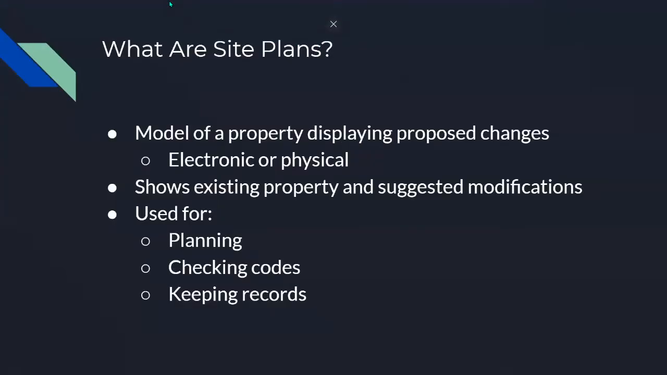So what are site plans? Site plans are a model of a property displaying any proposed changes to it. These can be both electronic and physical. Now, obviously, older site plans are all going to be physical because they just didn't have the technology. But nowadays, most site plans are in fact electronic. So they show the existing property, anything that's on it, and suggested modifications.